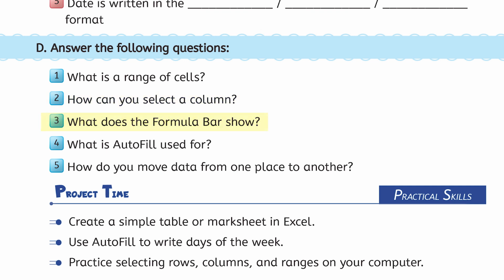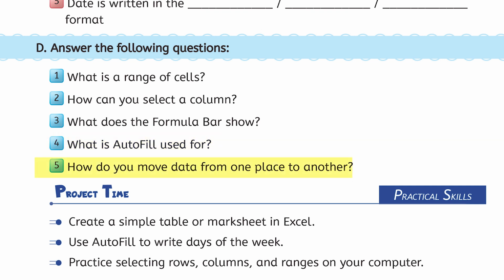Question number 3. What does the formula bar show? The formula bar is a long white box above the worksheet. Next to the name box, it shows what is inside the active cell. Question number 4. What is autofill used for? Autofill helps you quickly fill cells with repeated values or patterns.